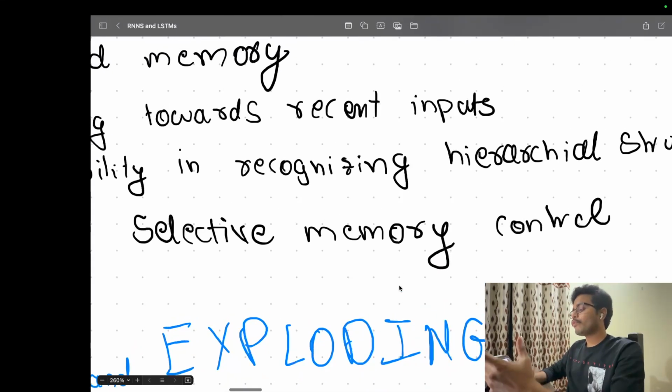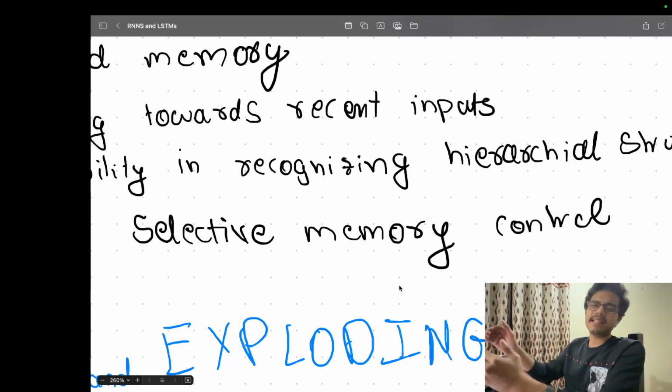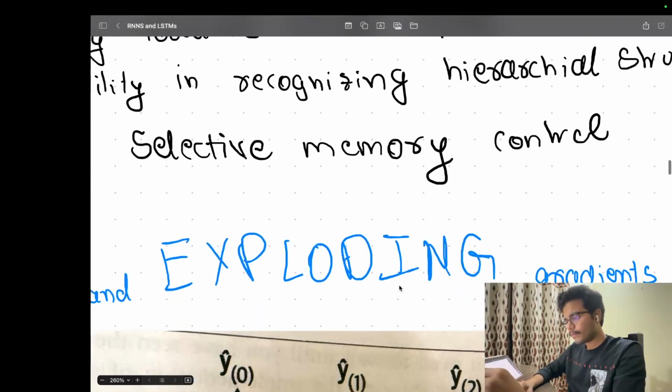And also, there is no selective memory control. Sometimes there may be inputs in the sequence that are not so significant or not so important. An RNN cannot distinguish between an important and an unimportant thing to be kept in memory. That leads to certain kinds of biases in the processing that happens.